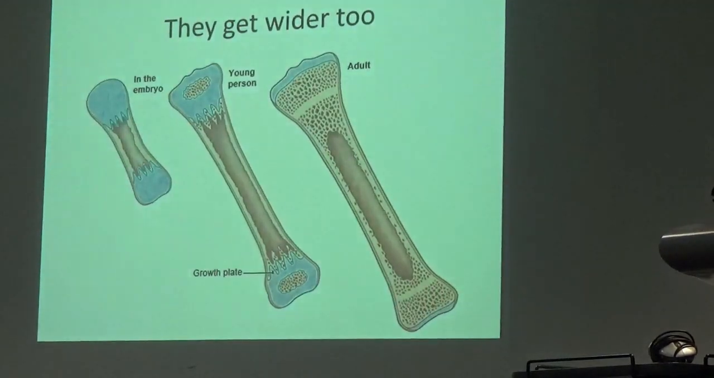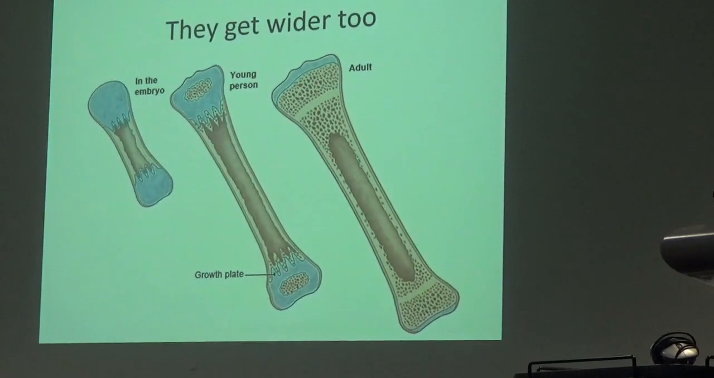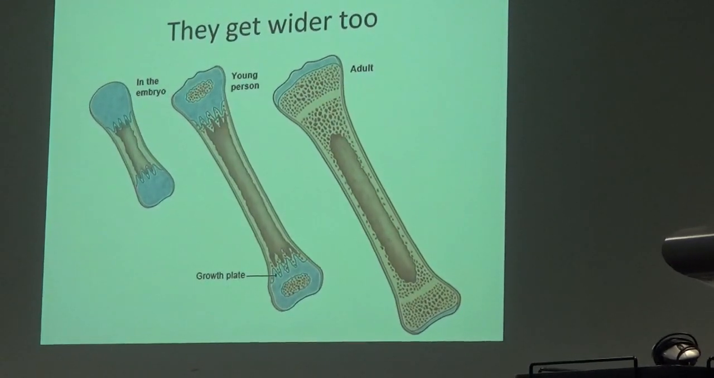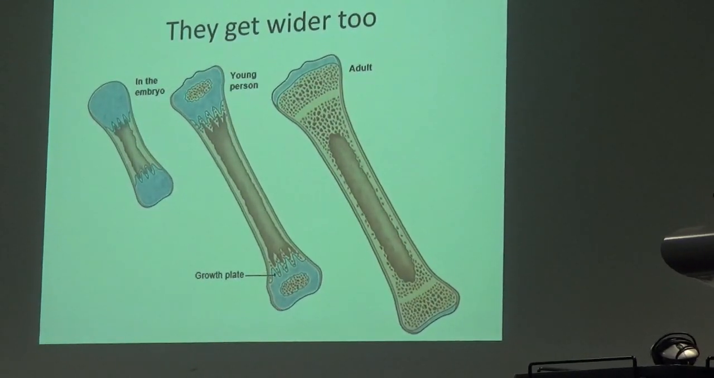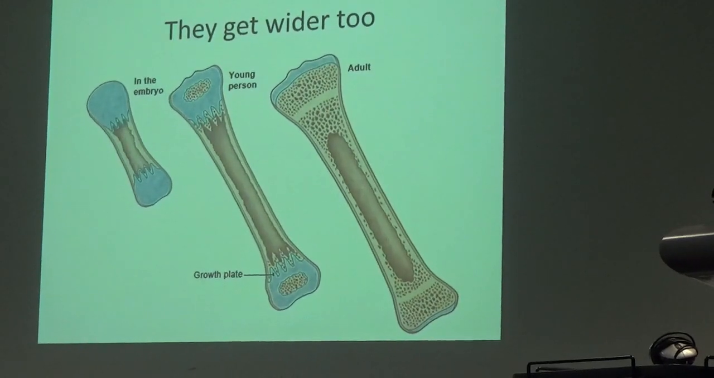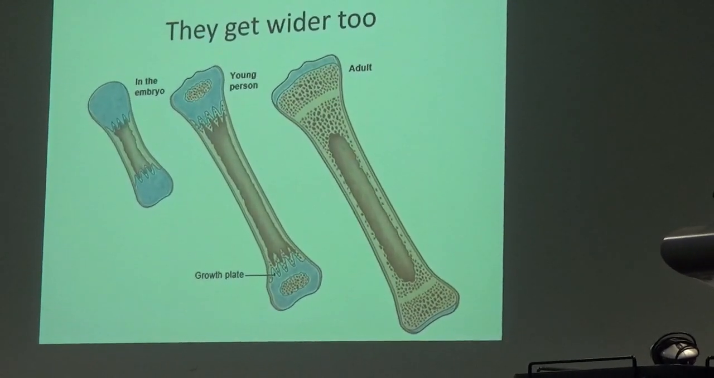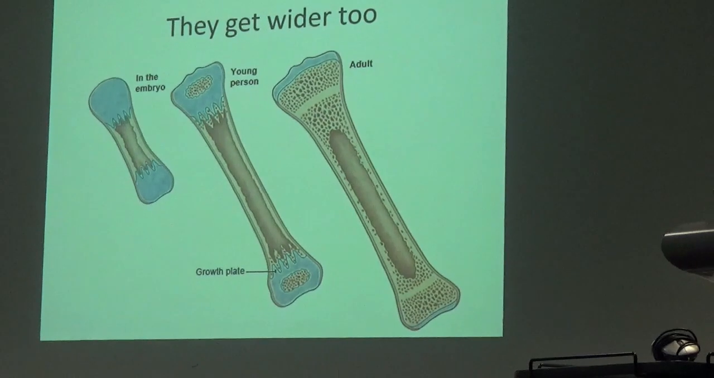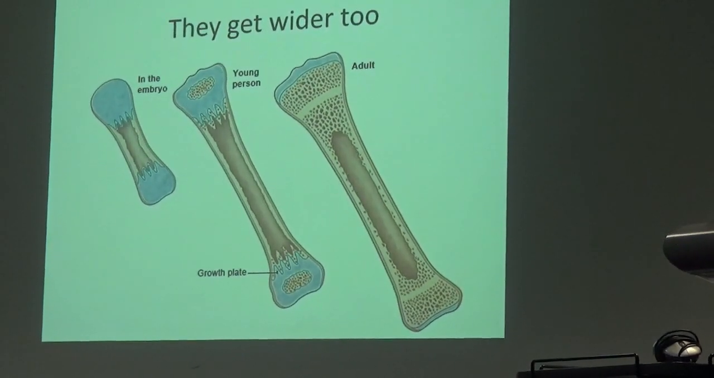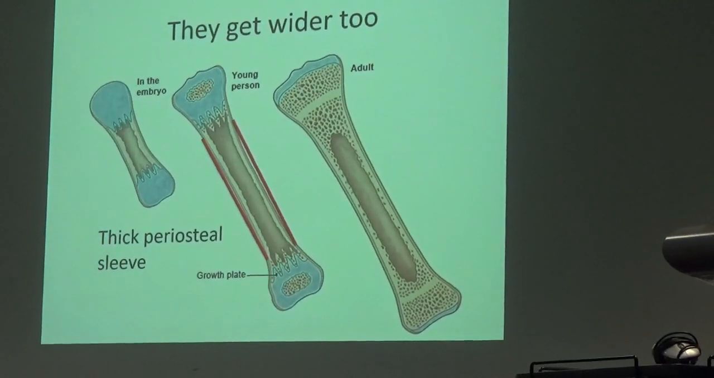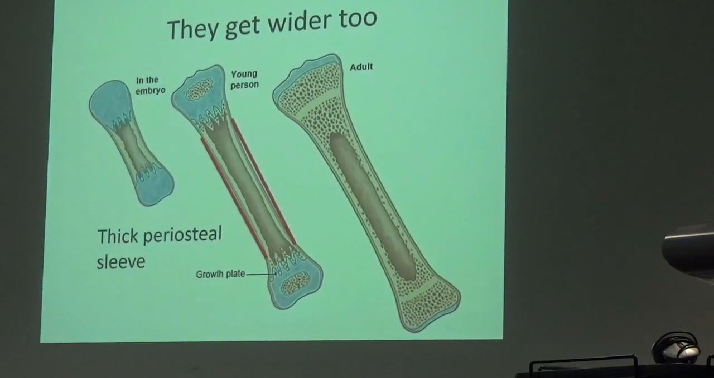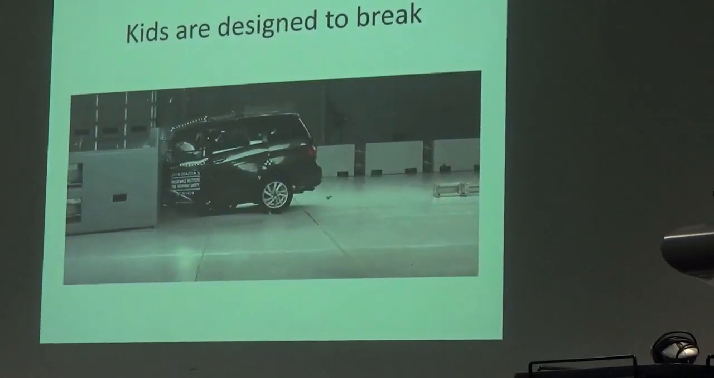The bones not only get longer, they get wider as well. So our young bones in children around the diaphysis also have a big, thick periosteal layer, which then forms the bone on the outside in the membranous portion, so that they get wider at the same time. And that's also important for remodelling as time goes on. So out of all that, it's important to remember the way kids' bones work: they are designed to break.